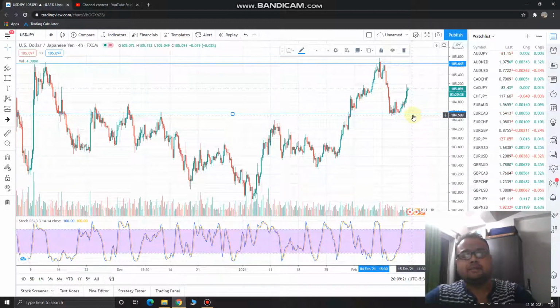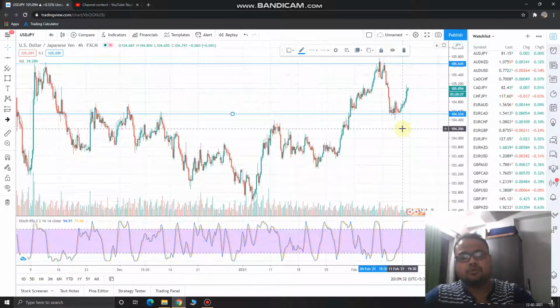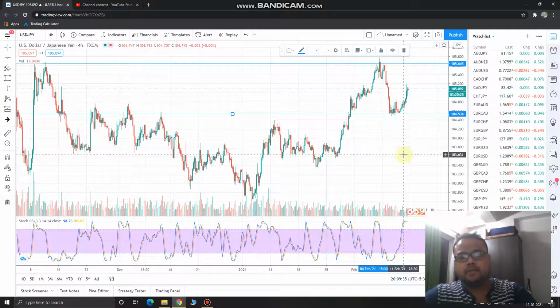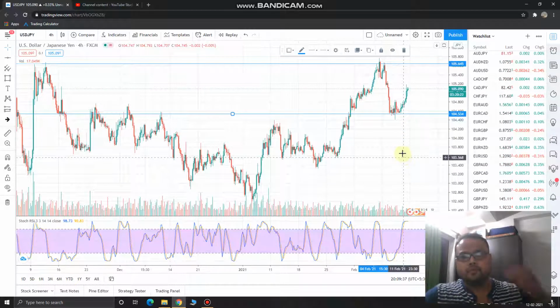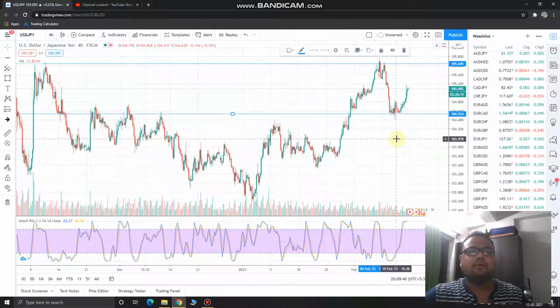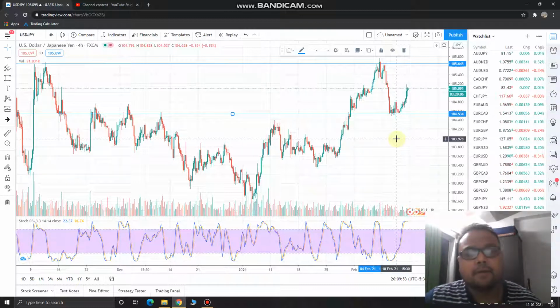And if there's a breakdown at this particular level with some good volume, you can short it also. Then your first target will be this level, 104.20, or this level 103.62. But whenever there is a breakout or breakdown, just keep in mind that it should have some volume. Otherwise, it's a fake out, not a breakout. Okay, hopefully you all have understood. That's it with USD JPY.